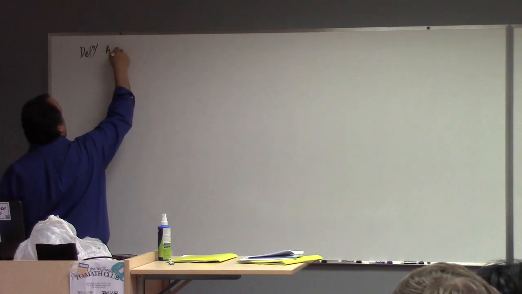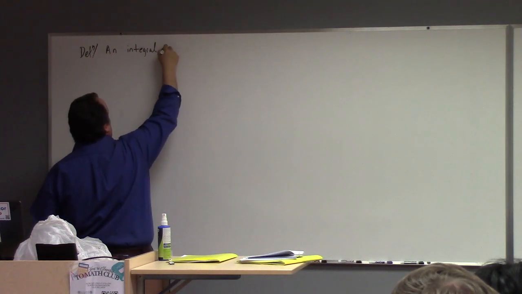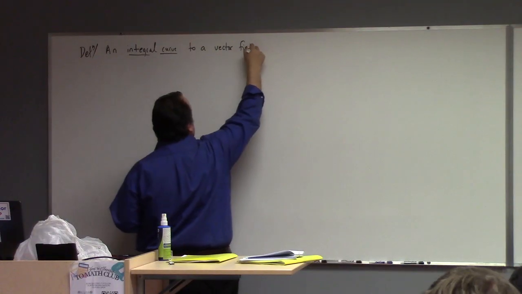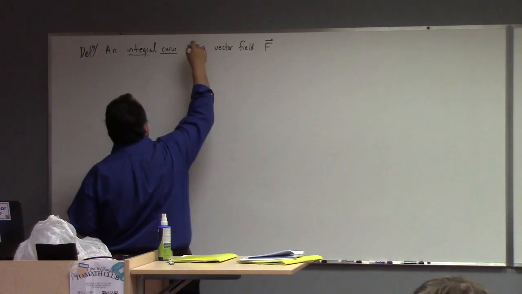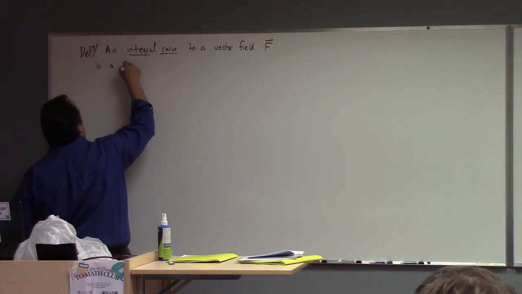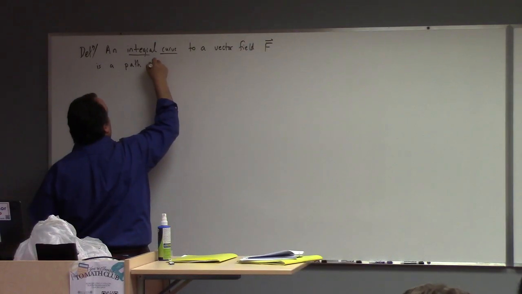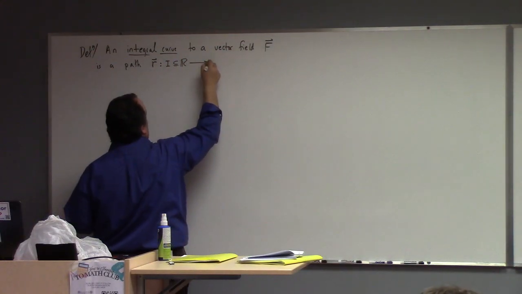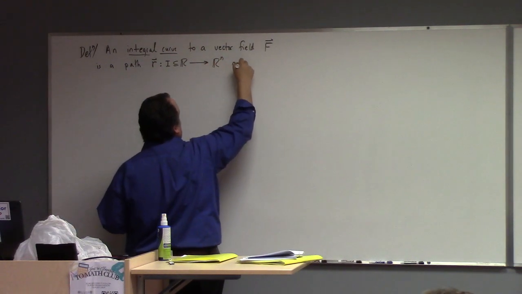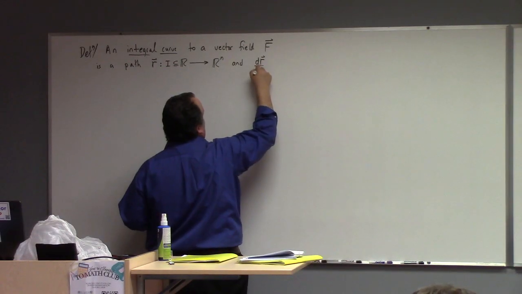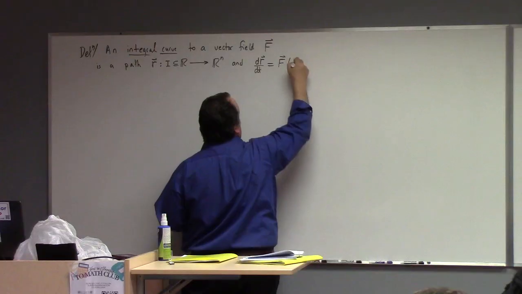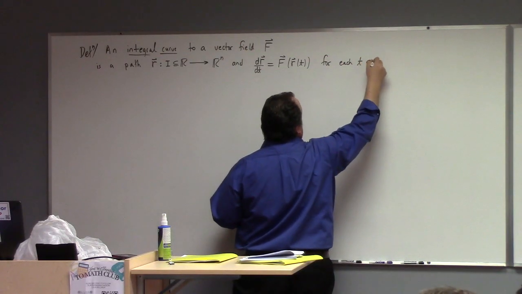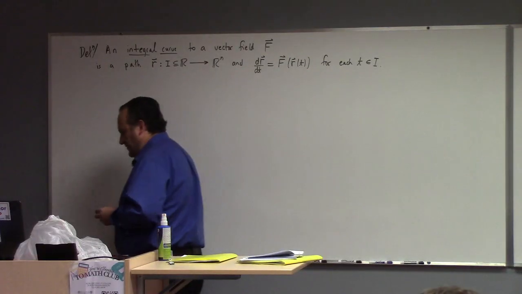Definition. An integral curve to a vector field F, and we'll call the integral curve a path, let's say phi, I guess I'll use r, that goes from some interval of the real numbers to, let's say, R^n, and dr/dt is equal to F of r of t for each t in the domain of definition here.